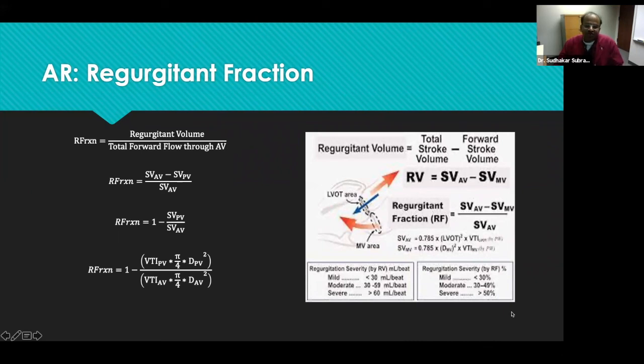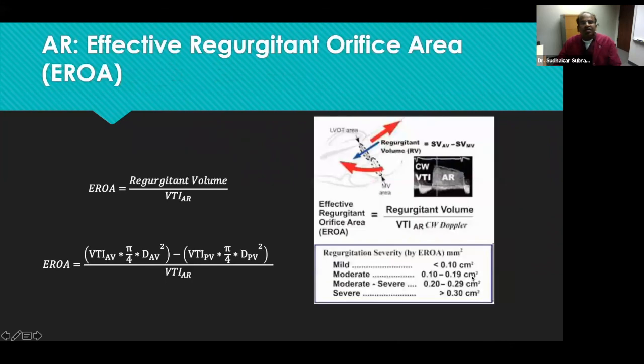In a typical situation, if it's less than 30%, it's considered mild, and anything more than 50% is considered severe. And then finally, once you get the regurgitant volume, you divide it over the AR VTI, which gives the regurgitant orifice area. So that's the way you should go: start with the volume, get the fraction, and then finally you get the regurgitant orifice area. Anything more than 0.3 for the AI is considered severe.